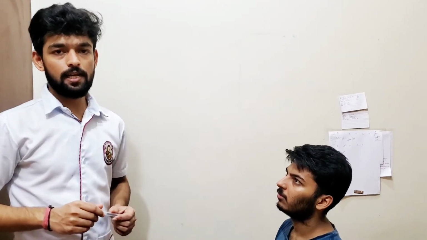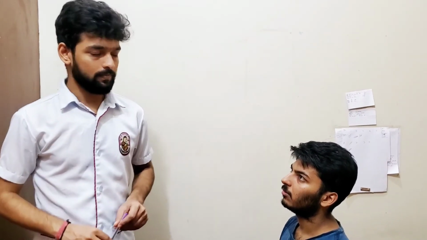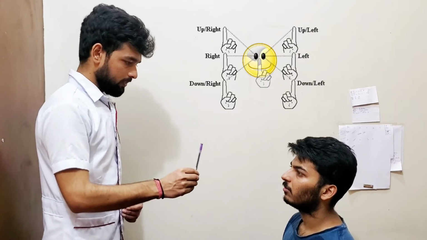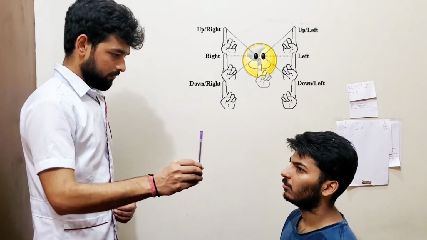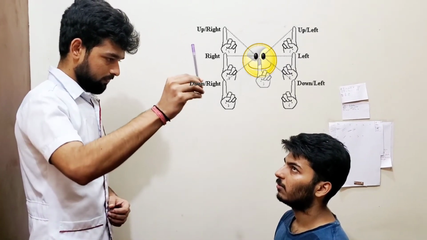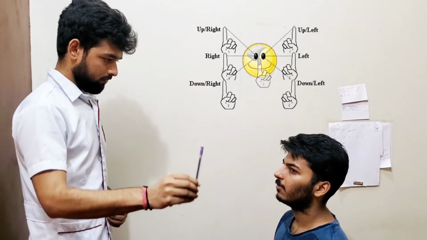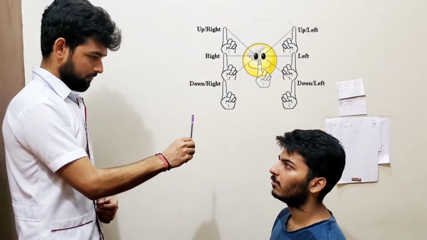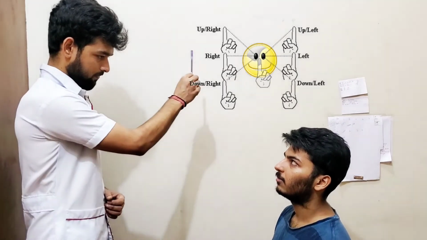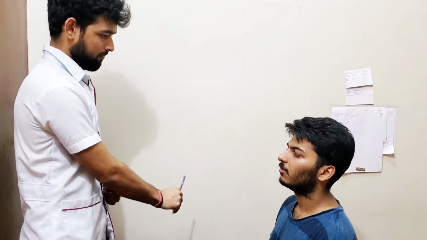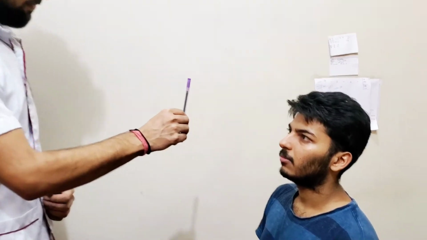Okay. And now we'll do another test, in which we will check the movement of the extraocular muscles. Let's see it. So focus on this. And now we'll do another test to check the internal structures of the eye. For that, we'll use an ophthalmoscope and darken the room.